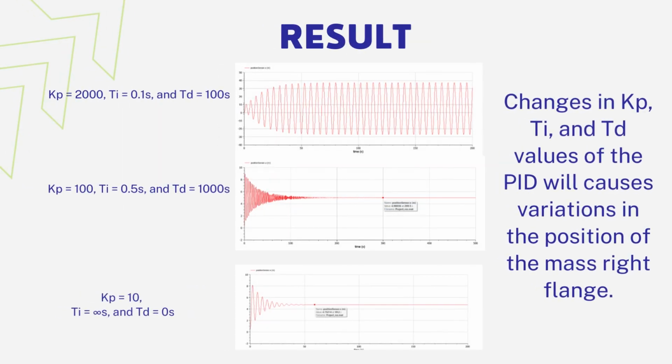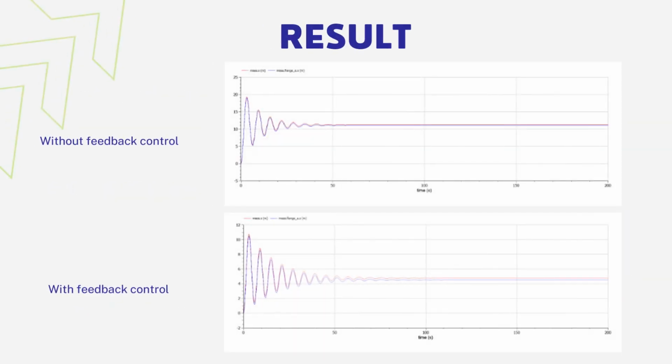Now, let's investigate the influence of the PID feedback loop on the system. Variations of the proportional term, integral term, and differential term values would lead to variations in the position of the mass right flange. Essentially, we can either reduce or prolong the time taken to reach the steady state by varying the parameters of the PID controller. Here, we can clearly see how the system fluctuates and reaches a steady state with and without the feedback control system.